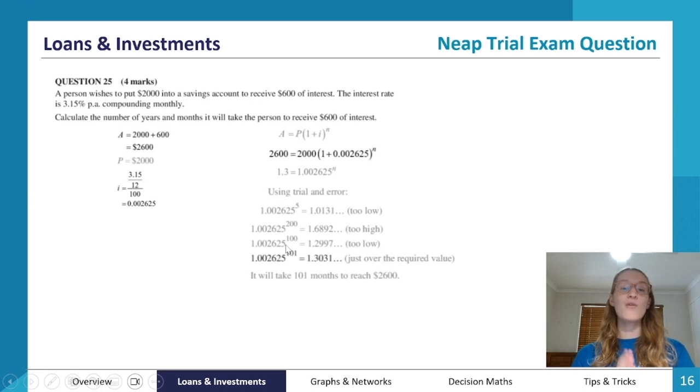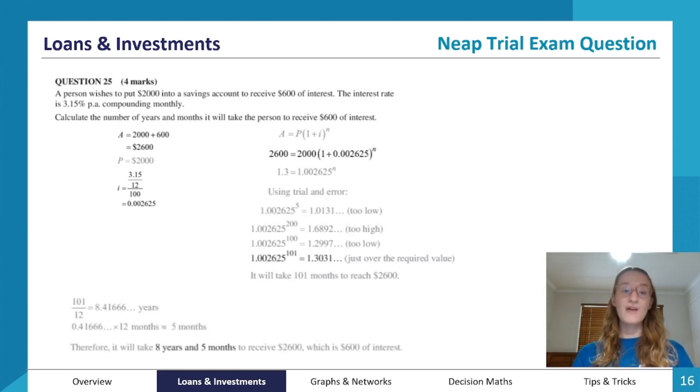So that means when our initial quantity has compounded 101 times, that is how long it will take them to reach the desired amount. And because we're talking about monthly compounds here, N equaling 101 means that it will take 101 months for them to reach $2,600. And we can actually convert that into years and months. So therefore, it will take 8 years and 5 months to receive $2,600, and that will give them their desired goal of that $600 of interest.